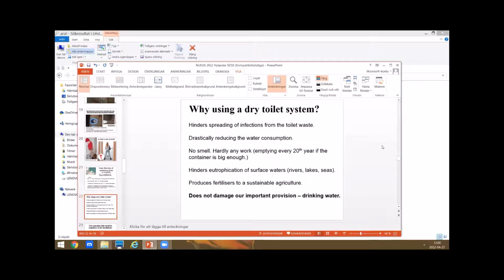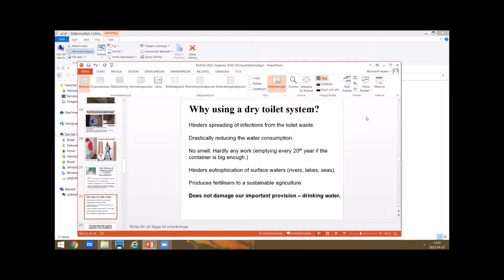And why should we use a dry toilet system then? Firstly, with the sanitation we need, we need to hinder the spreading of infections from the toilet waste. And just flushing away the feces with water in a water closet really doesn't hinder the spreading of infections, rather the contrary. But if we have the feces and urine collected separately, then the infections and bacteria and so on will not be spread. And the heat in the composting system will destroy the bacteria, and the natural chemical processes in the urine will increase the pH, and with the increased pH, bacteria will be killed.